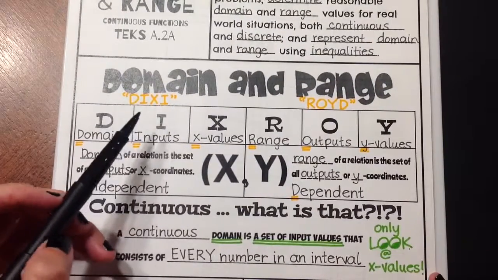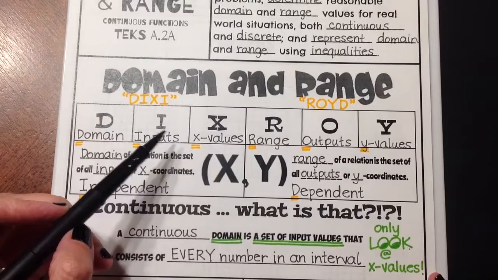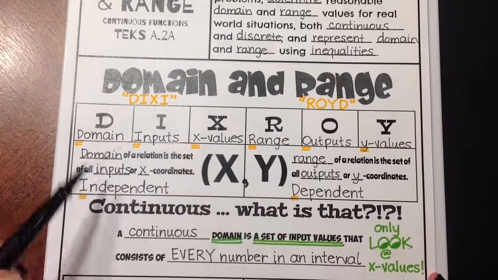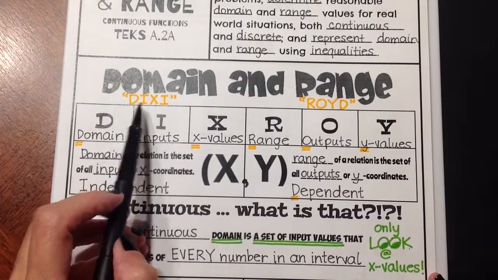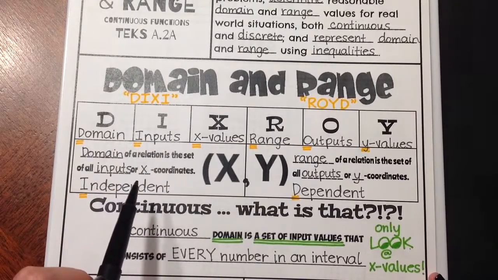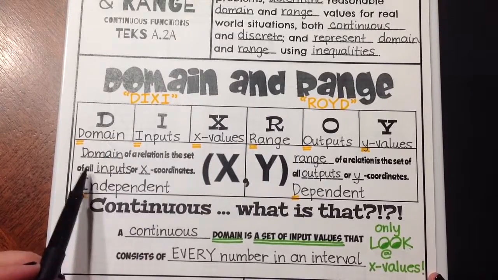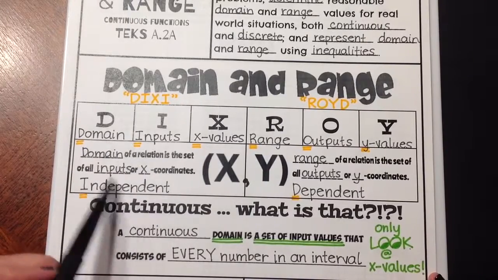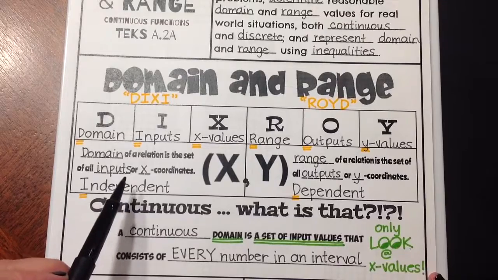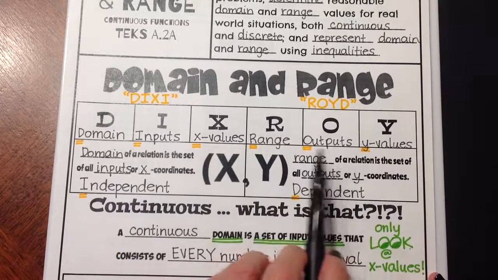So recalling from last week when we talked about discrete domain and range: D for domain, I for inputs, X for X values, I for independent. So Dixie is the way that you can remember all of those words for X. And the domain of a relation is the set of all inputs or X coordinates. So it's just you making a list of all your X values.